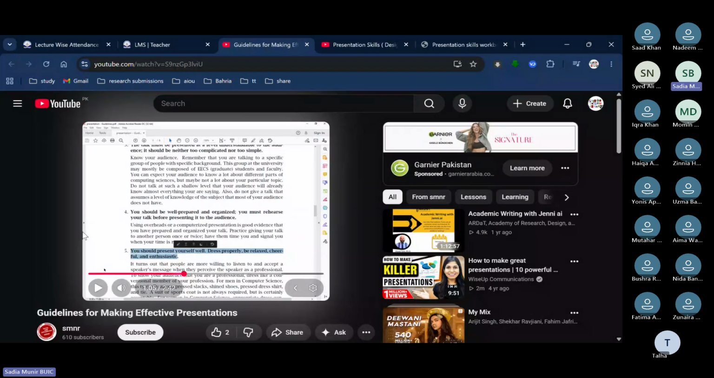You should be well prepared and organized. You must rehearse your talk before presenting it to the audience. You should present yourself well, dress properly.